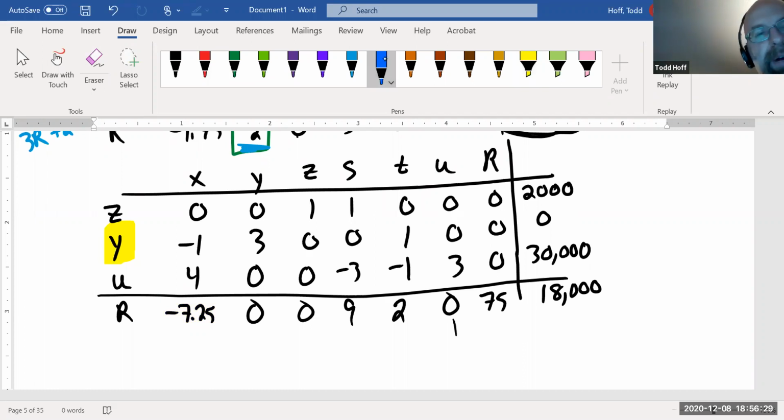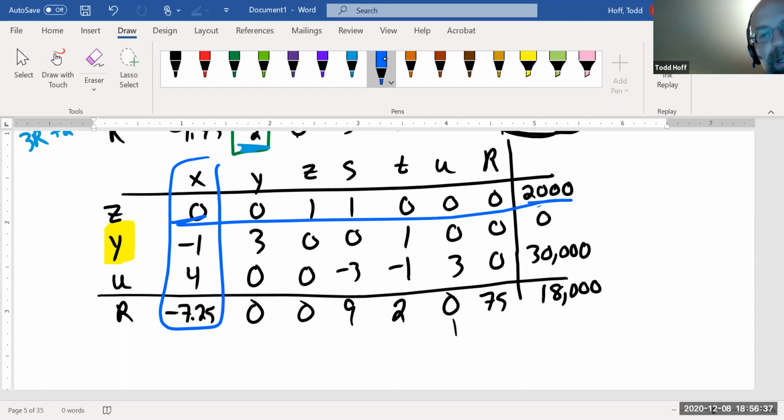That is the only negative value in the bottom row, so this is going to be our pivot column. Our test ratios, well, 2,000 divided by 0 can't be done. That's impossible. 0 divided by -1, well, we can't divide by a negative. We don't want to use a negative value as our pivot. So that one's out. The only one that's left is the 4, so we're going to pivot around the 4.